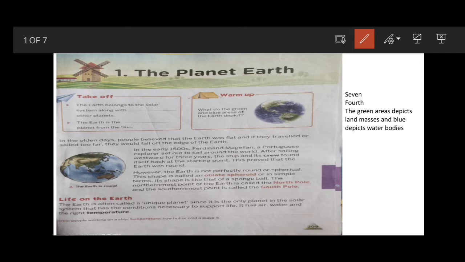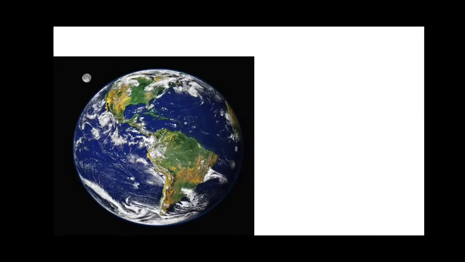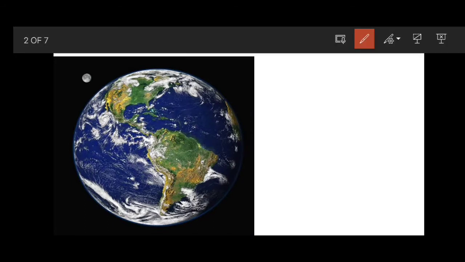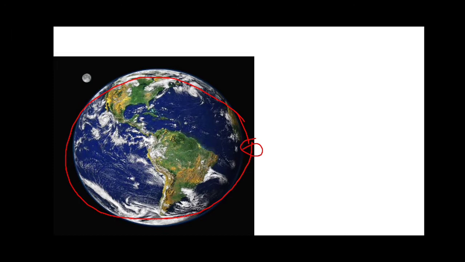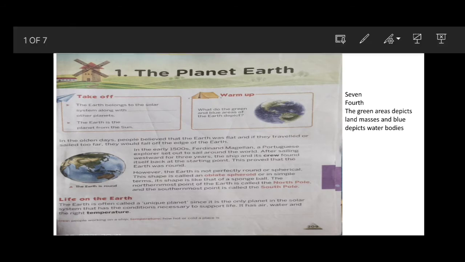When Ferdinand Magellan started sailing around the earth westward, for 3 years, he reached the same starting point again. So this proved that the earth was round. But the shape of the earth is not round. The actual shape of the earth is an oblate spheroid. The shape of the earth is not perfectly round or spherical.